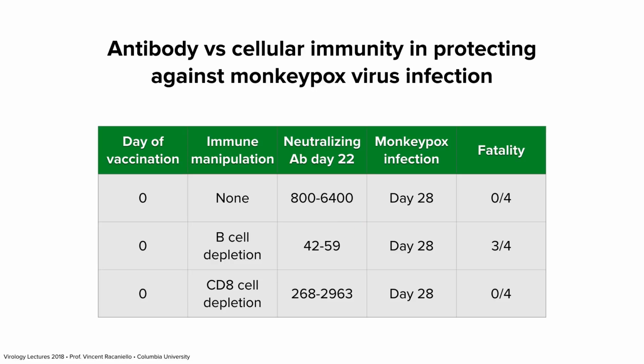We infect the animals on day 28 with monkeypox, and that's a lethal infection. So the control animals, these had no immune manipulations, but they were vaccinated. They're protected, no fatalities. If you take away B cells, these animals, 3 out of 4 of them die. So it tells you that B cells are needed for protection, which means antibodies. And if you deplete CD8 cells, none of them die. You make lots of antibody, and that's good enough to protect them. So in this case, the CD8s are not needed for protection. But as I said earlier, sometimes they are needed for protection, and an experiment like this would tell you.